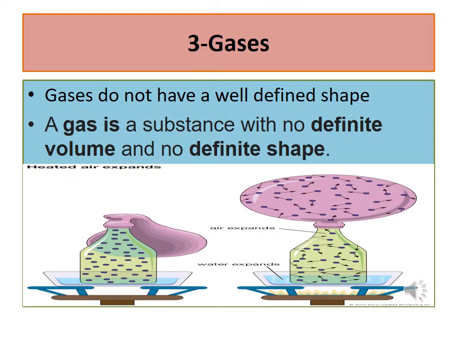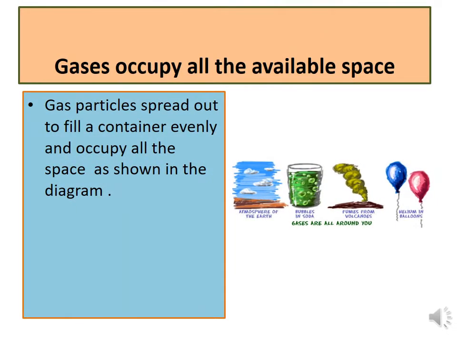Gases do not have a well-defined shape. A gas is a substance with no definite volume and no definite shape. Gas particles spread out to fill a container evenly and occupy all the space, as shown in the diagram.